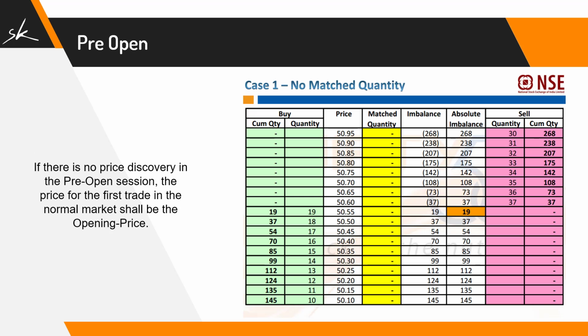Now, when this matching is happening during the pre-market, there can be 4 different cases. Let's look at the very first case where we have no matched quantity. If there is no price discovery in the pre-open session, the price for the first trade in the normal market shall be the opening price.